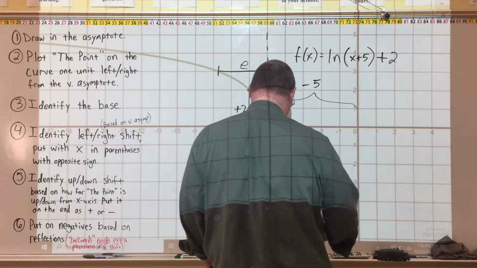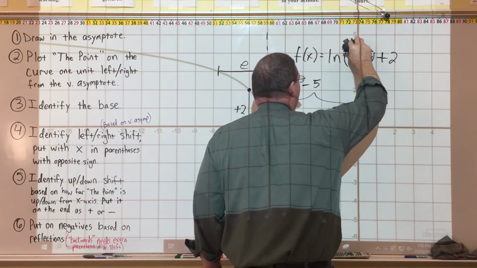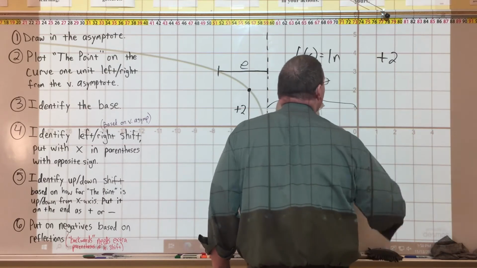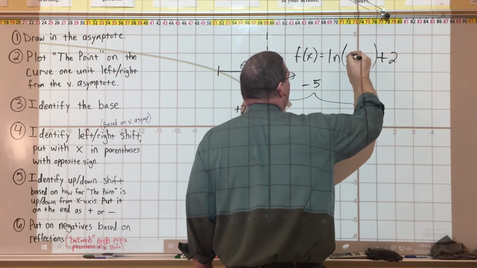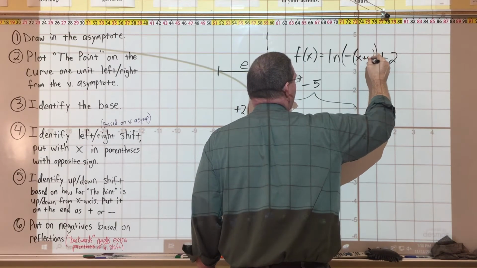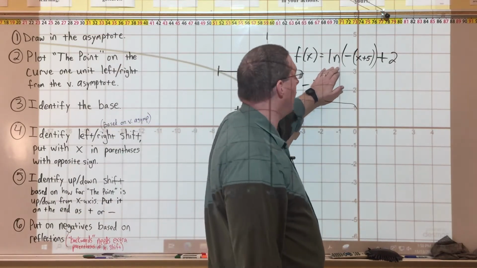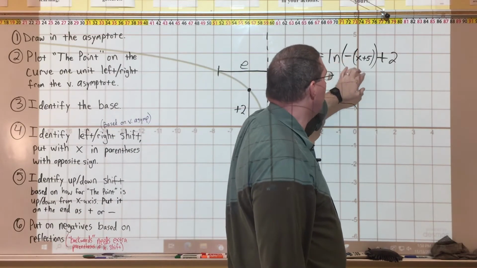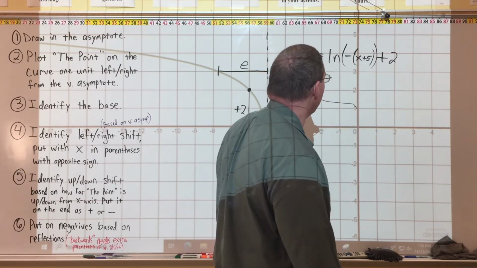So what I'm going to do here is I'm going to fix this up a little bit. I'm going to take out this x plus 5. I'm going to put in my parentheses for the logarithm. Then I'm going to put a negative. Then in more parentheses, that's where I'll put the x plus 5. And so what I have here is f of x is equal to the natural log of the negative of parenthesis x plus 5. Then on the very end, a plus 2 vertical shift, right?